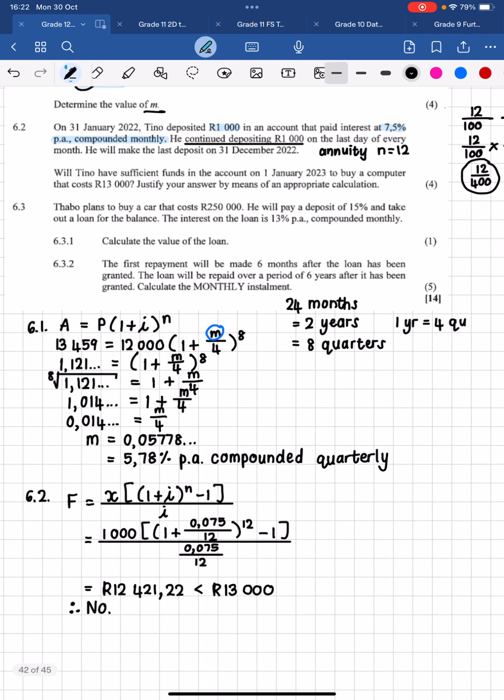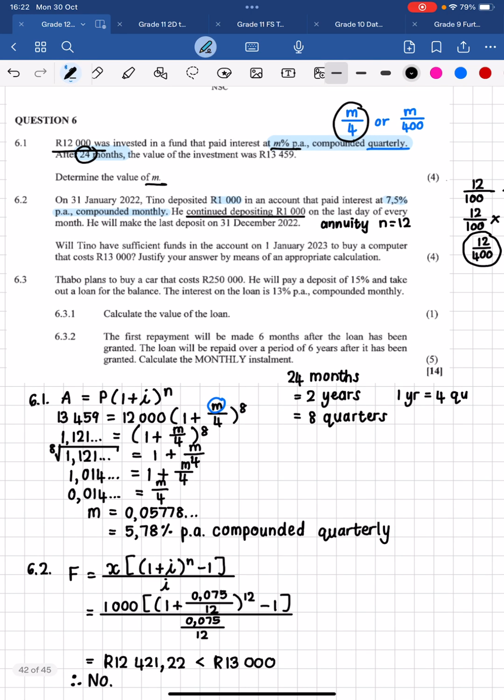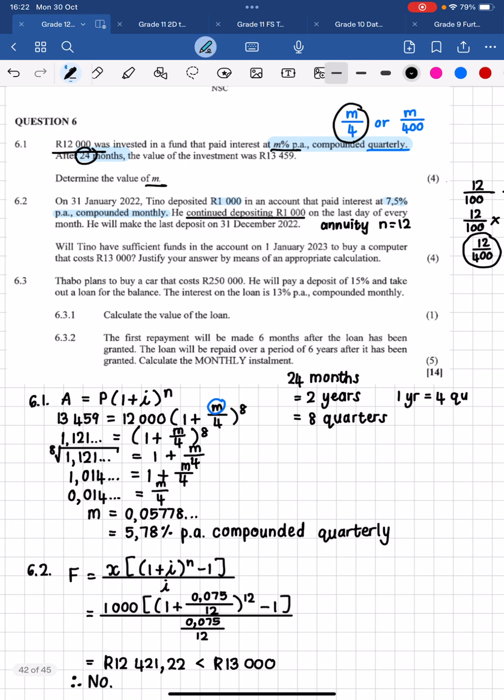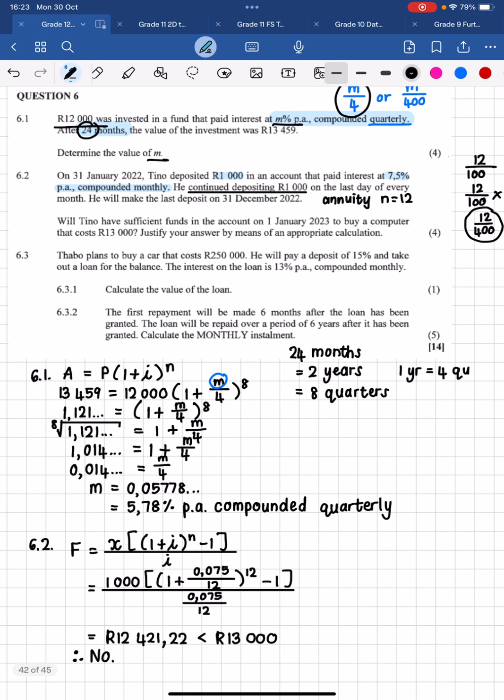All right, let's look at 6.3. Thabo plans to buy a car that costs 250,000 Rand. He will pay a deposit of 15%, so that is important. I'm going to highlight that. Deposit, okay, let's highlight the 250,000. Deposit of 15%, and take out a loan for the balance. So guys, if the deposit is 15%, the other 85% is going to be the loan, right? The interest on the loan is 13% per annum compounded monthly.